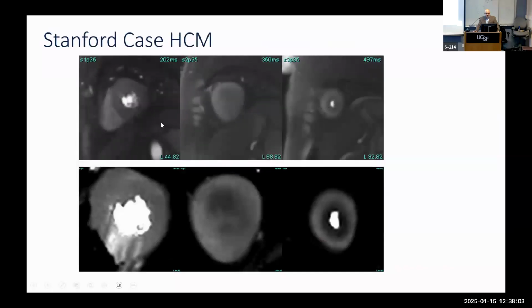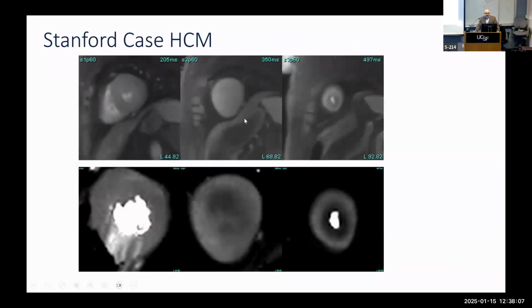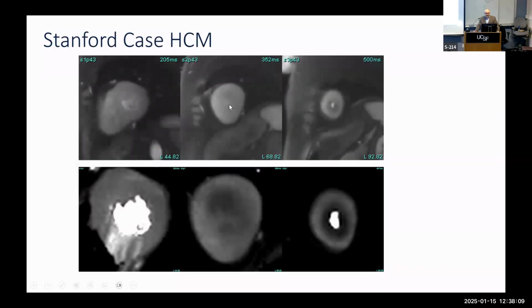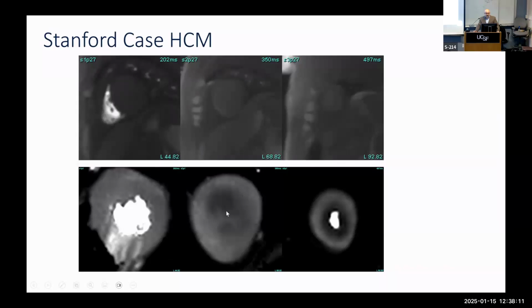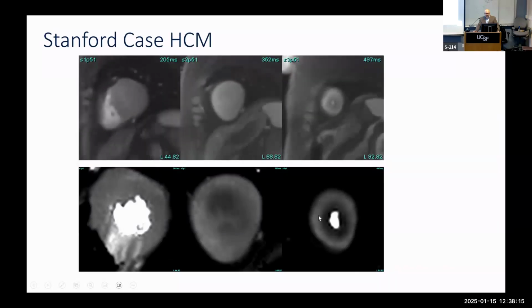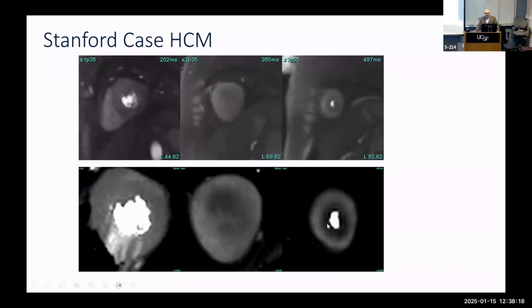And then here are the stress images visually on the top, and then the quantification on the bottom. Actually, this middle image is acquired during systole, so you can't even see the cavity, but you can see the abnormalities in the flow. And then at the apex here, you can see this kind of classic endocardial to epicardial gradient in this apical hypertrophy.